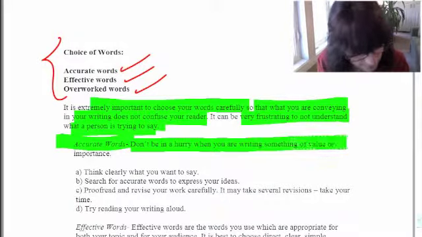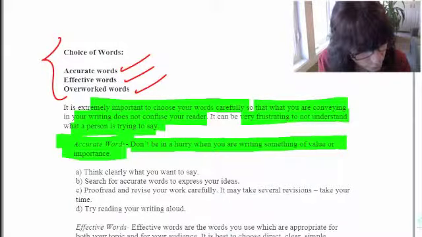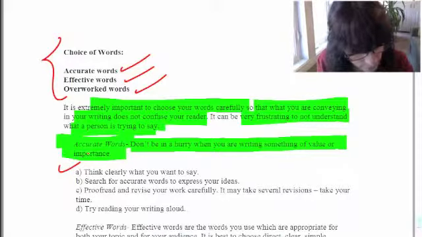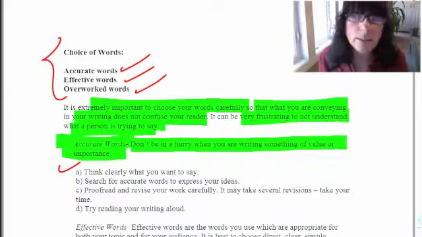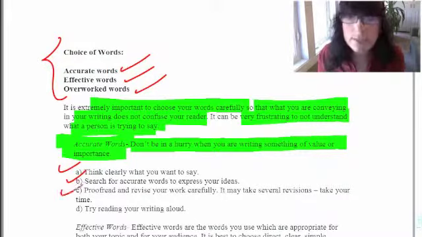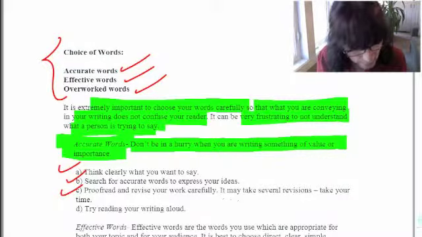What does that mean? Accurate words. Well, don't be in a hurry when you're writing something that you know is important. And I've given you some pointers. First, think clearly about what you want to say. Don't jump in and write it right away. Then search for accurate words to express your ideas. You can use a dictionary or a thesaurus to help you.